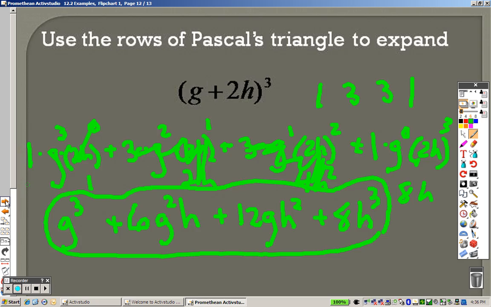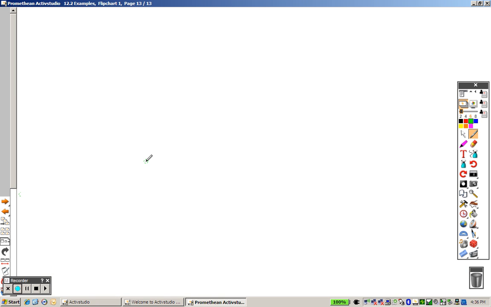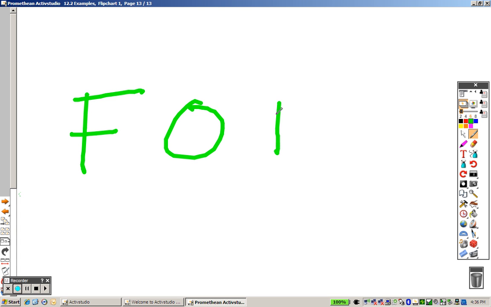So remember to use your Pascal's triangle when you're solving these. Have that out beside you when you're going over these problems, because it'll make it 10 times easier. But also keep in mind, if you don't remember, you can always FOIL.